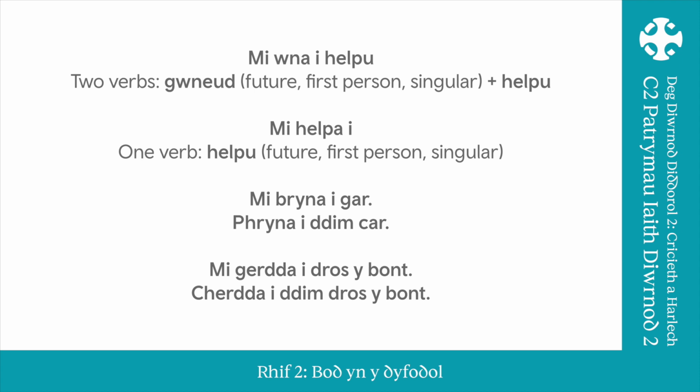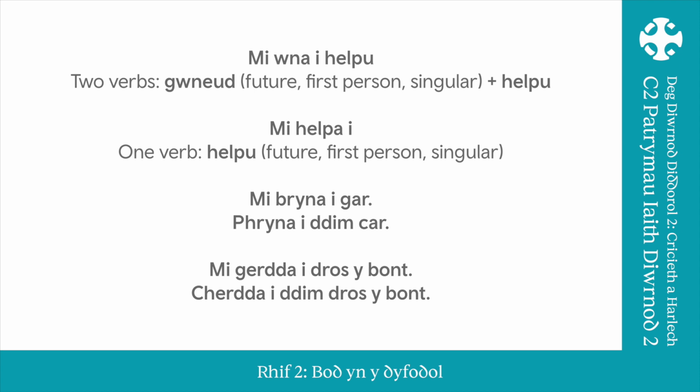We often call the short form the compound, cryno. It only uses one verb with an ending, instead of two verbs working together to show tense and person. Mi wna i helpu: two verbs, gwneud, future, first person, singular, and helpu. Mi helpa i: one verb, helpu, future, first person, singular.